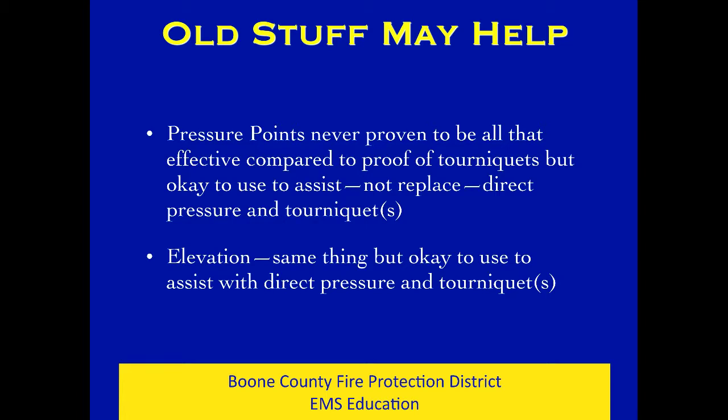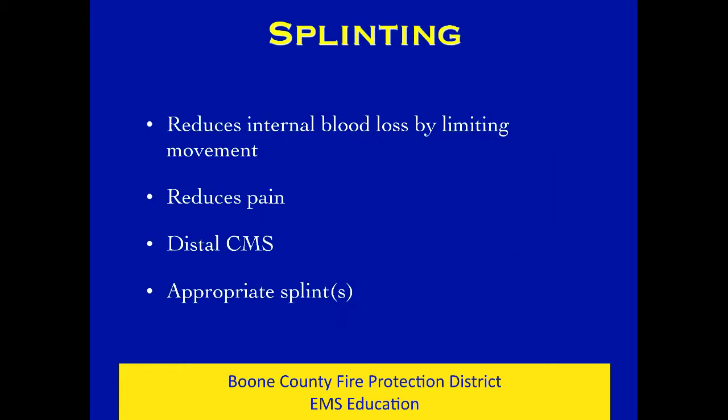When direct pressure is not working, add a tourniquet and then reevaluate whether you're really doing direct pressure or you're doing, in the area, indirect pressure. Splinting is a good thing. That can help reduce some of the internal blood loss. I don't think it's going to stop it, but it can help reduce some of that. So splinting is always good.